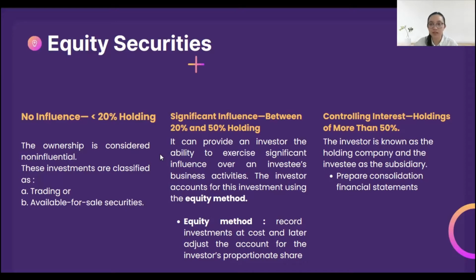What is the equity method? The equity method requires the investor to initially record the investment at cost and later adjust the account for the investor's proportionate share in the investee's income or loss after acquisition, and decreases from any dividends received from the investee. Third, controlling interest, holding of more than 50%. Holdings of more than 50% are referred to as controlling interest, where the investor is known as the holding company and the investee as the subsidiary. Consolidated financial statements are prepared for holdings of more than 50%.